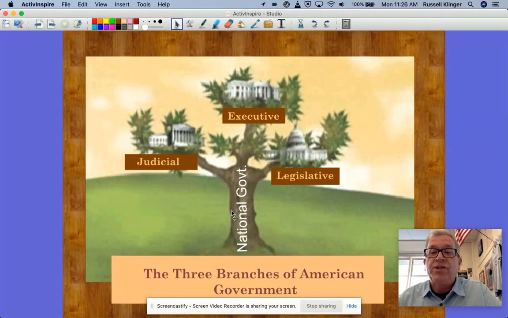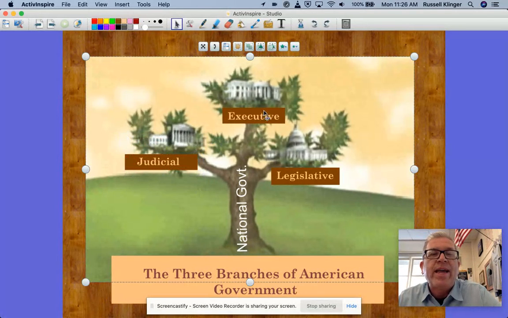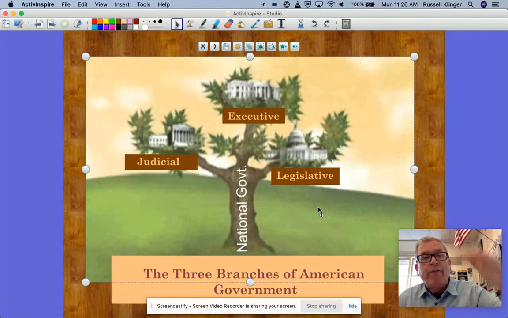Our three branches of government, the judicial, the executive, the legislative, make up what we call the national government. Sometimes I've referred to this as the federal government or the central government, but it's essentially the three branches that we have. And the articles of the Constitution break down for us the powers that each of these three parts has. If you go back and look at those pages that I mentioned when we first started this lecture, you can see how they're broken down.